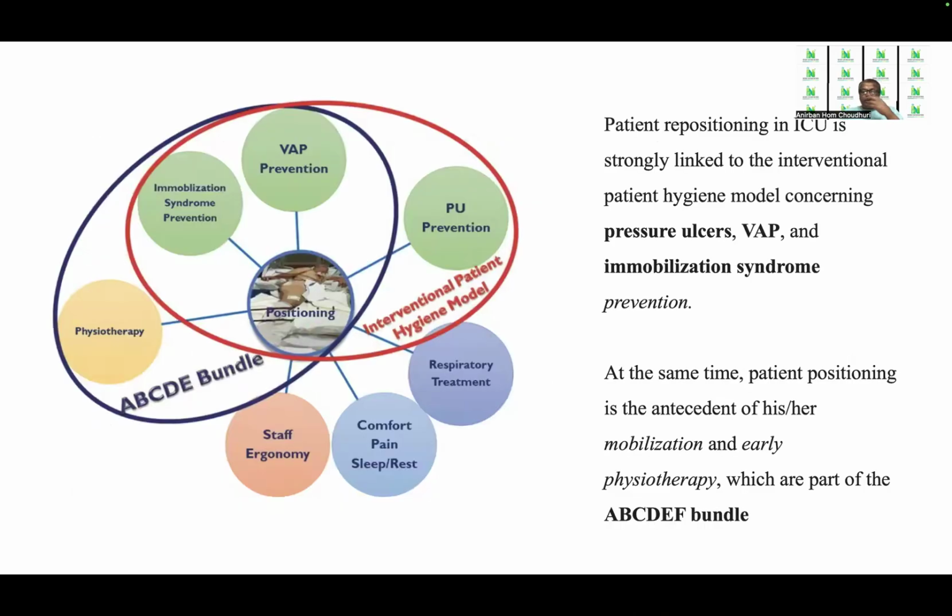Now, patient repositioning and proper positioning in ICU is very strongly linked to the interventional patient hygiene model. This is a very important model, which has its links with pressure ulcers, which have links with sepsis, and with various other mechanical complications. But it concerns primarily pressure ulcers, ventilator-associated pneumonia, and mobilization syndrome. And patient positioning or repositioning is strongly linked with the prevention of all those complications.